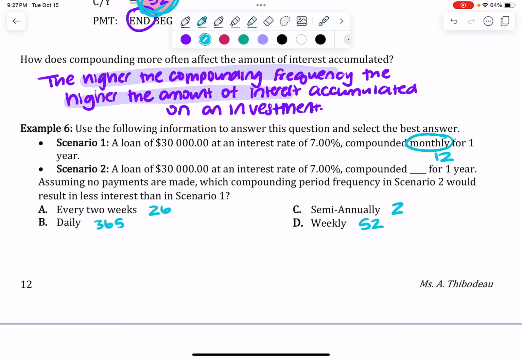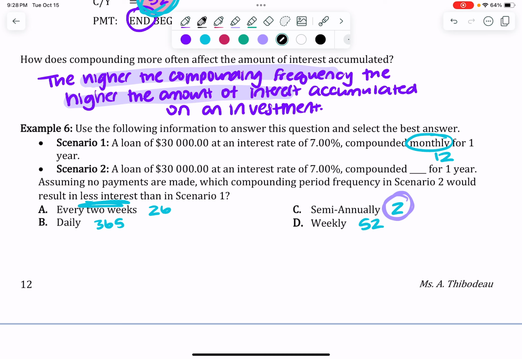Okay, now realistically, if the higher the compounding frequency will earn more interest, the reverse would be true. The lower the compounding periods or frequency, the lower the amount of interest. So I want the least amount of interest, which means I am choosing semi-annually. I'm choosing 2. But let's just talk about playing the game here. Because sometimes you're looking at a question, you have no idea where to start, and you're trying to make a best selection.